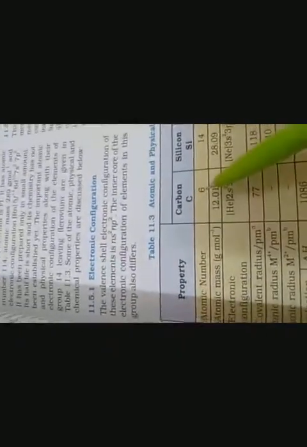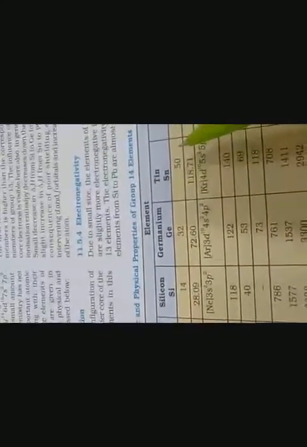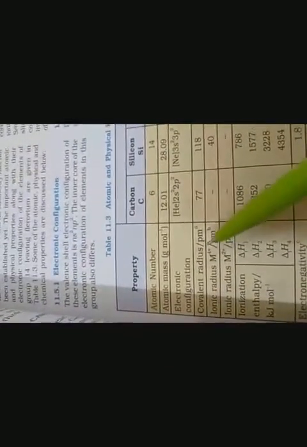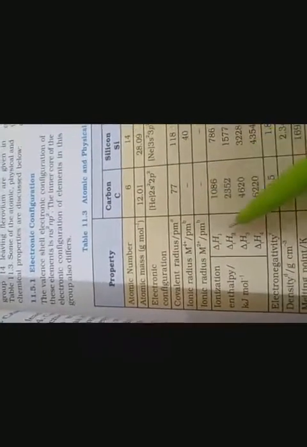Now in table 11.3, the group 14 elements' properties are as below. Atomic number of carbon 6, silicon 14, germanium 32, tin 50 and lead 82. Like that, atomic mass, electronic configuration, covalent radius, ionic radius M4+ and M2+. Then ionization enthalpy, the first to remove from the outermost orbit, second, third and fourth. I taught you already.